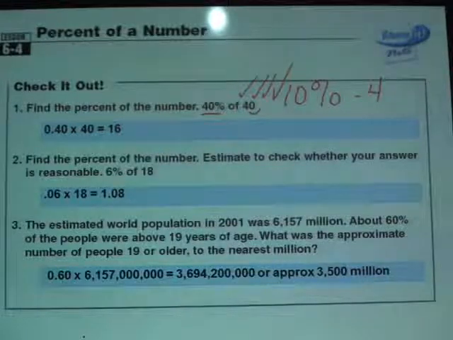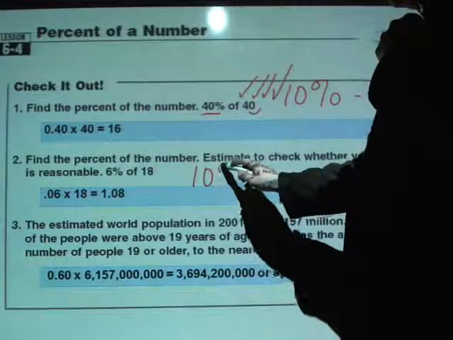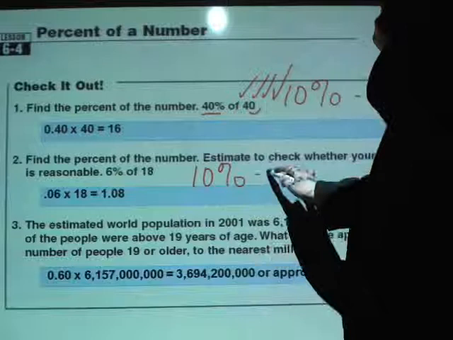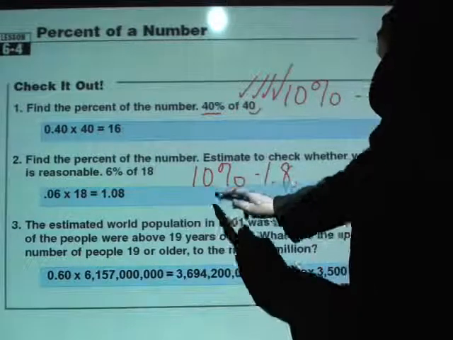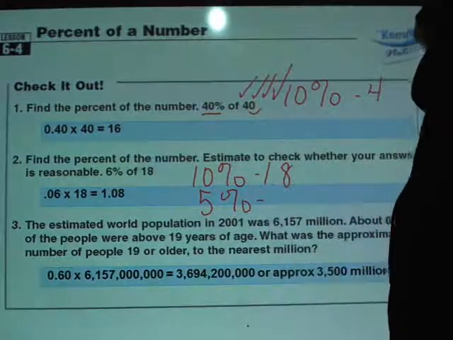Now then they're asking me to estimate to check whether my answer is reasonable. So we know 6% of 18 is 1.08. How are we going to estimate? Well, let's use our 10%, 5%, 1% rules, because 5%, being pretty close to 6%, should be a good estimate. Well, if I do 10%, that's going to move the decimal in one time. So that's going to give me 1.8. 5% is going to cut that figure in half.